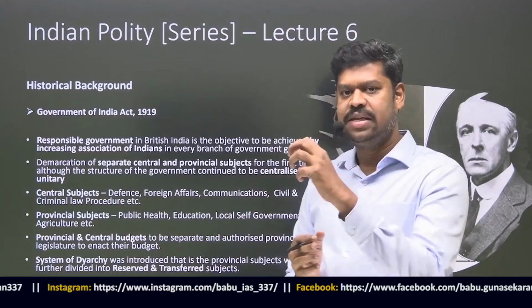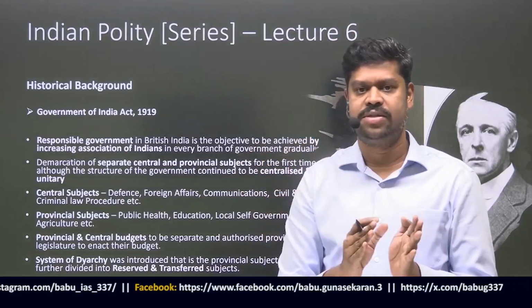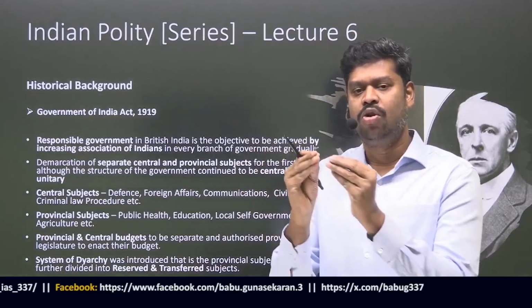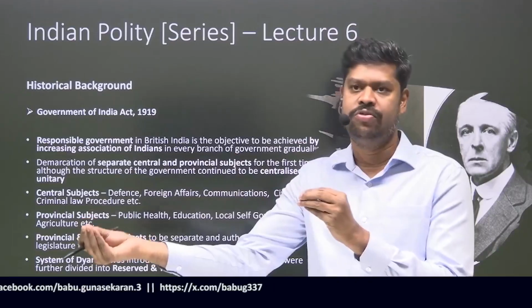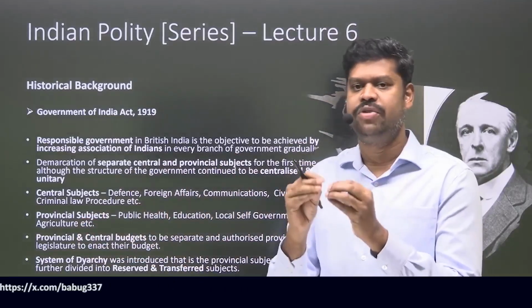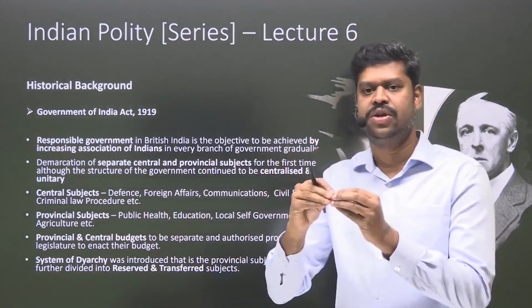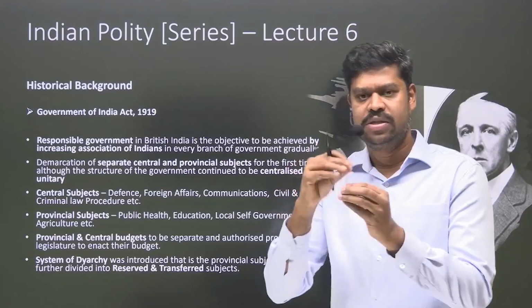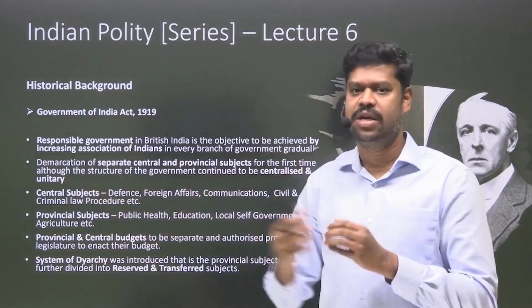It also transferred some of the powers to the provincial executives. That means at the center we had the viceroy, and then he had his own legislature and the executives. So some of the law making powers from the central legislature was transferred to the provincial legislature, some of the subjects. And some of the executive functions similarly have been transferred from the central executive, that is from the viceroy and his council, to the provincial executives, that is to the respective governors and their councils.